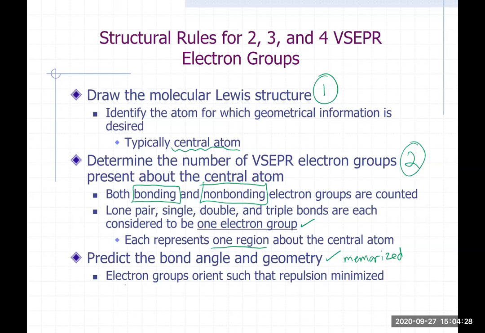And we know that the electron groups are going to orient so that the repulsive forces are minimized. So they're going to push as far apart as they can to minimize the repulsive forces. They can't leave the structure. They're stuck on the structure, so they can only push a certain distance and then stop.